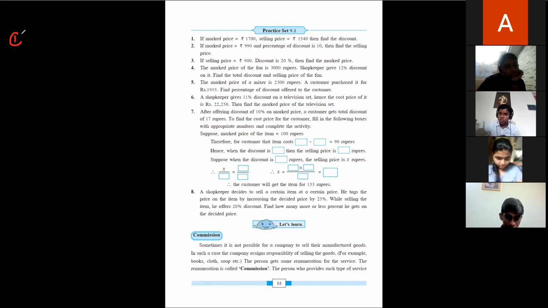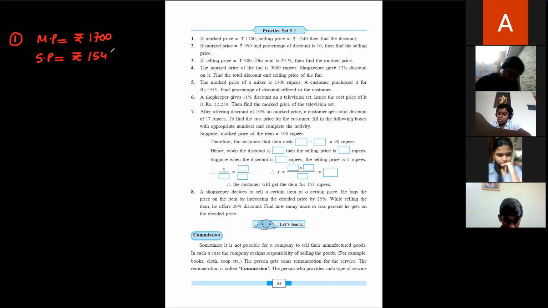So here, the first thing that you are given is that the mark price is rupees 1,700. Next is the selling price over here. The selling price is given as 1540. Now we are asked to find the discount.